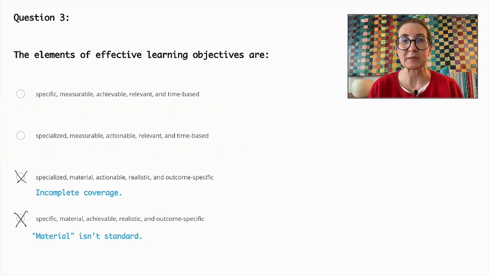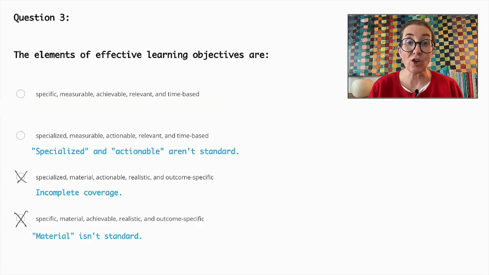Now let's be more specific. Specialized, material, actionable, realistic, and outcome-specific is not ideal because these terms do not cover all essential aspects. Similarly, specific, material, achievable, realistic, and outcome-specific is also incorrect because material is not a standard criterion. Specialized, measurable, actionable, relevant, and time-based is also wrong because specialized and actionable are not standard terms, so we can also cross that out.